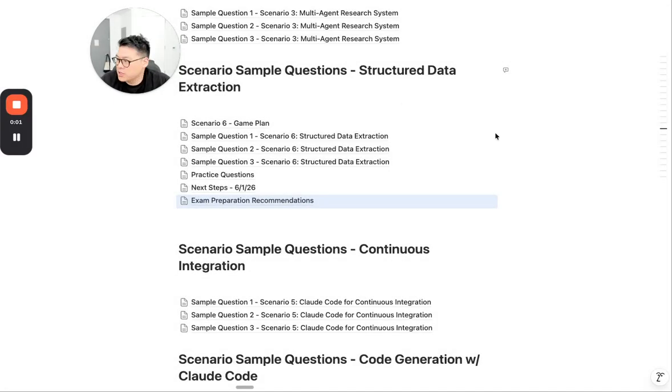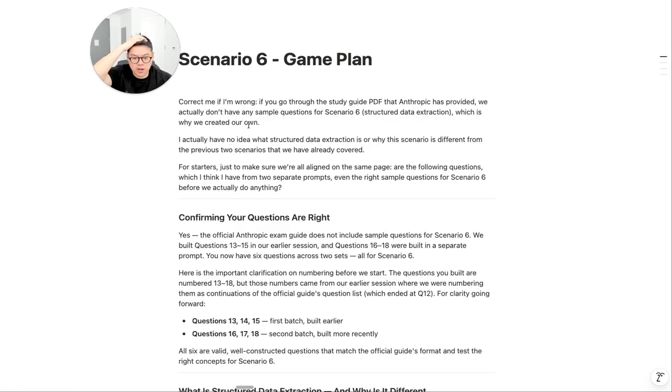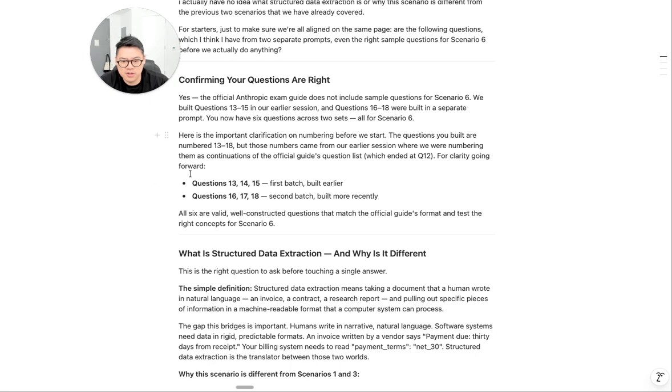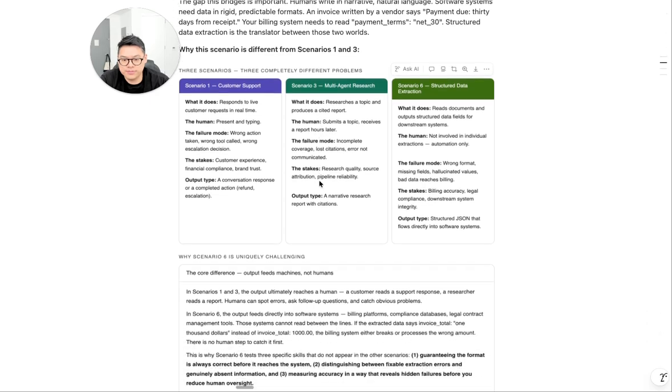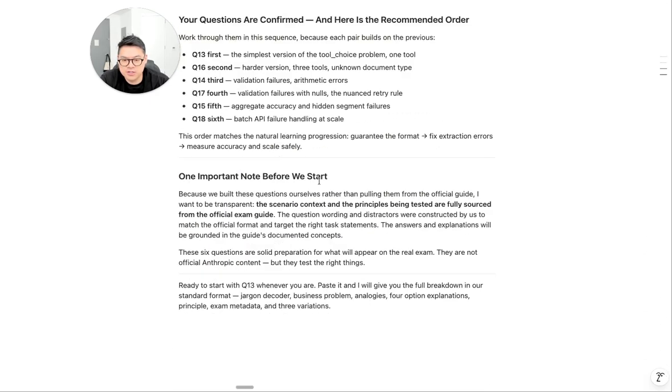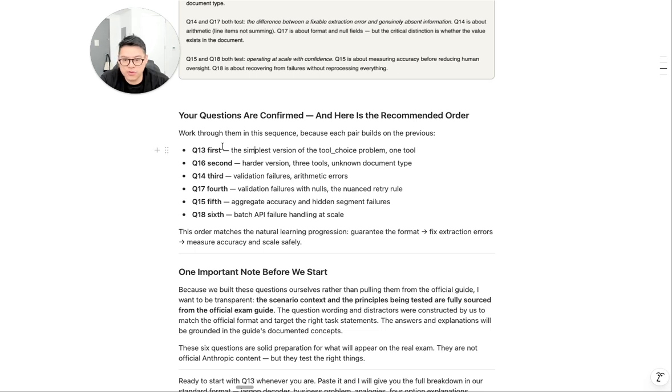All right, we are continuing on with our additional questions for scenario 6. And going back to our game plan right now, we basically have these questions that we had to conjure up because it didn't exist. So based upon this, it says the order that we should go after is 13, 16, 14, 17, 15, and 18. The order matches the natural learning progression, guarantee the format, fix extraction errors.